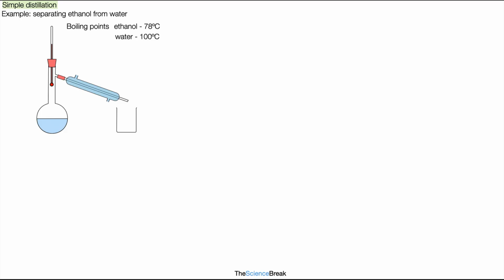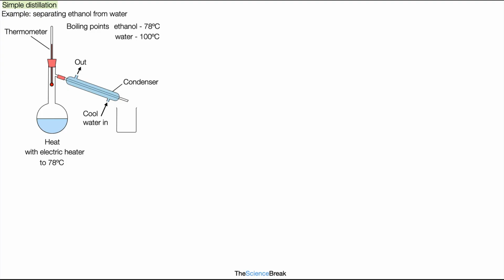Here is the apparatus for simple distillation. Here's a thermometer so we can monitor the temperature. Here is a condenser. This has cool water coming in and cool water coming out. And we heat the mixture with an electric heater. We would use an electric heater here and not a Bunsen burner because ethanol is very flammable.